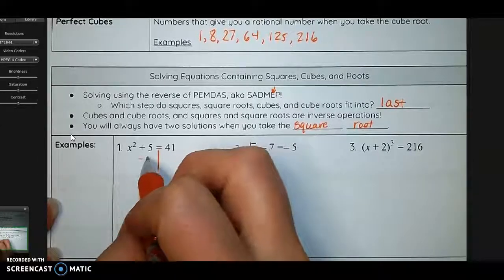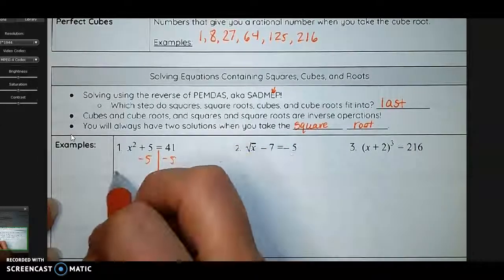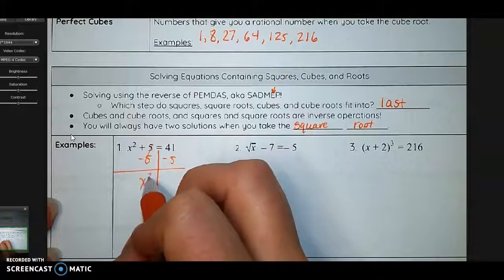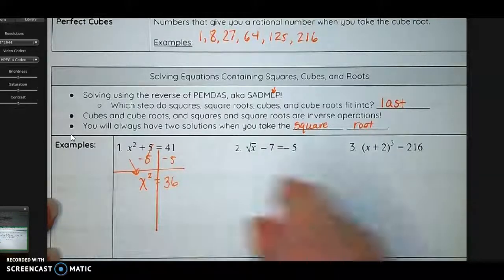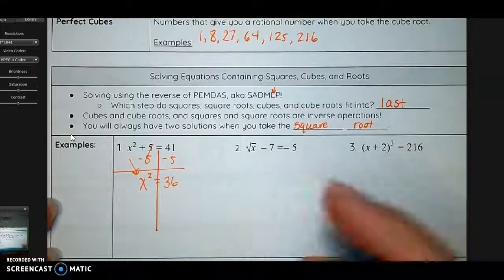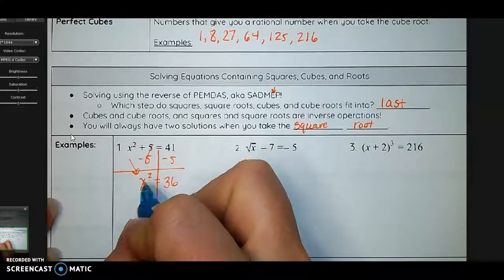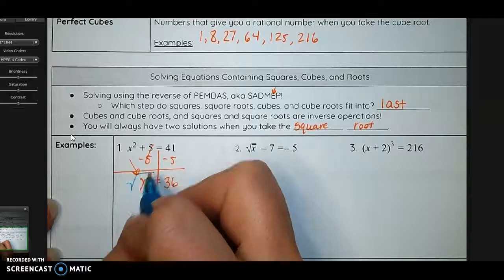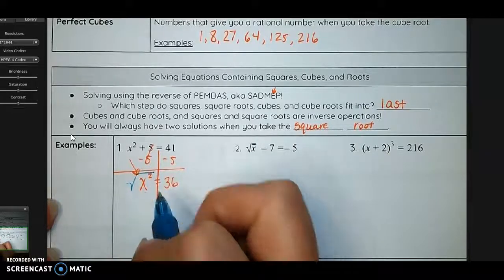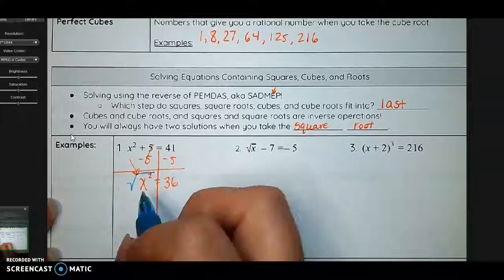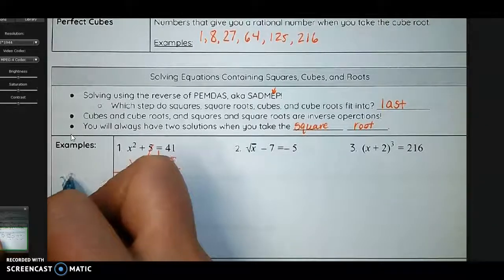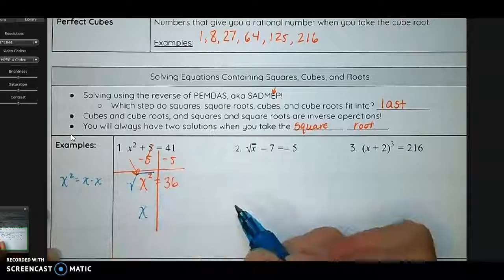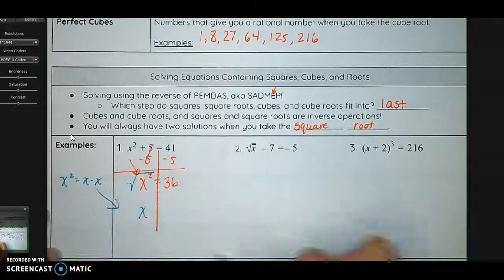Alrighty, so on this one right here, I'm going to draw my line down. I'm adding 5, so I'm going to subtract 5. I have my x squared left, and then I have 36. So how do I find the square root? I'm going to toss the square root around it. Well, the square root of that means x times x. So the square root of x squared is just x, because remember, x squared equals x times x. So that's how I'm able to get that.